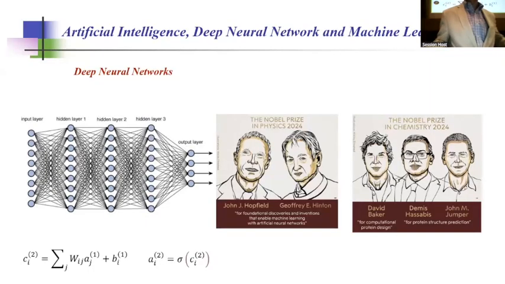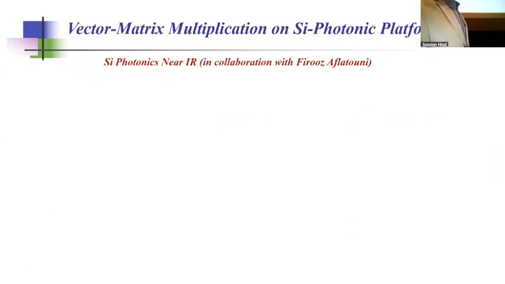And of course, as you know, last October, the Nobel committees gave the Nobel Prize in physics and chemistry for the foundational discoveries in the areas that relate to AI. So as I mentioned, in our previous work, we had already shown how we can invert a matrix, and that inherently has something about vector matrix multiplication. So in order to expand that, we decided to do the following.